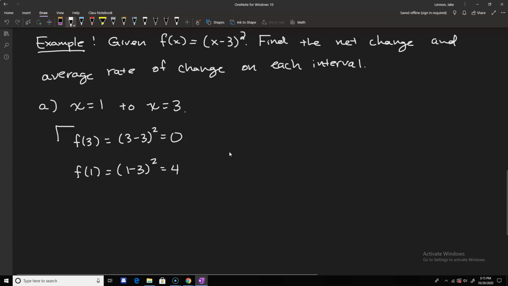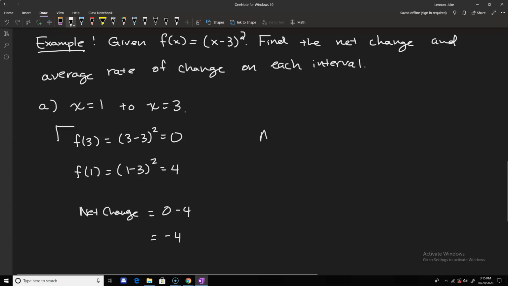So our net change is just the difference in the y values, right? So the net change is 0 minus 4. You want to keep that order. 0 minus 4, which is negative 4. So we have a net change of negative 4.